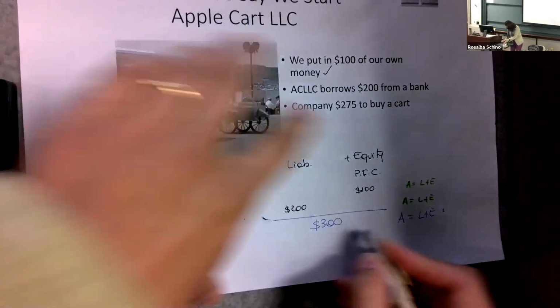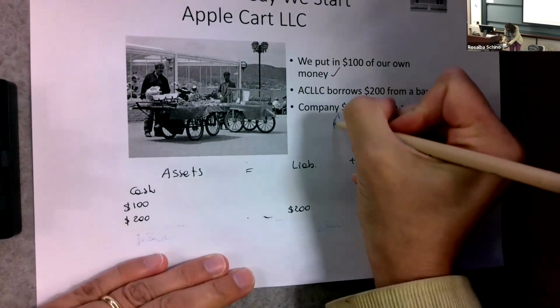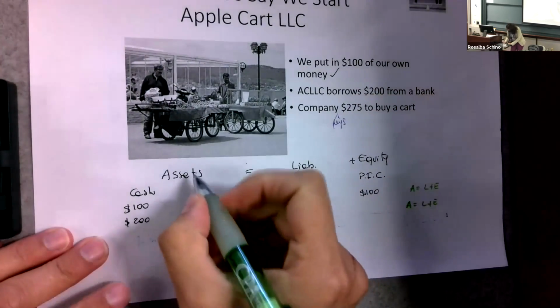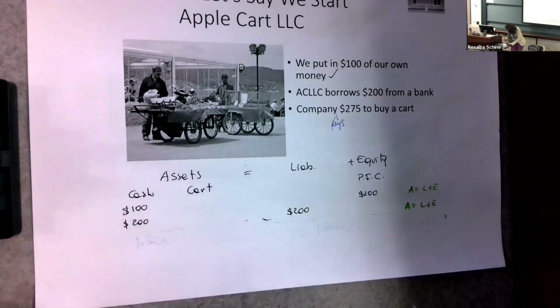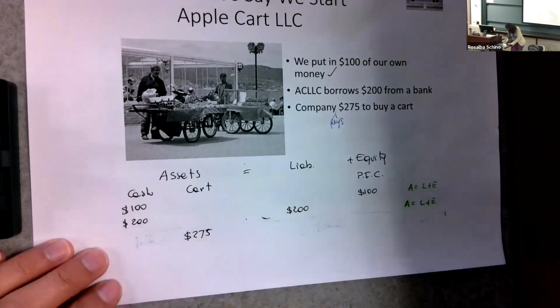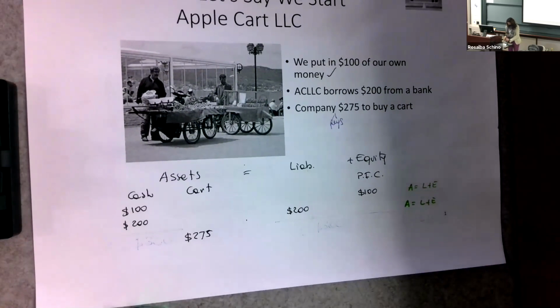Now, let me do the third transaction. The third transaction says that the company pays $275 to buy a cart. So I'm gonna need another account, which is cart, $275. What happens? How do I balance? How do I make sure that assets still equal liability plus equity? What do I need to do?